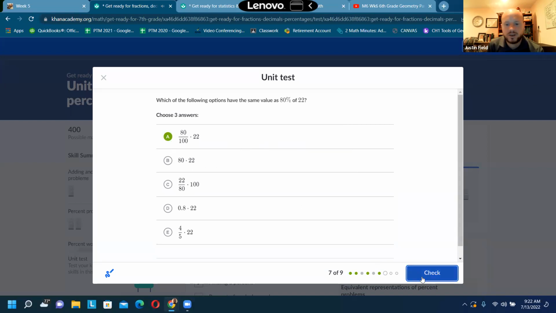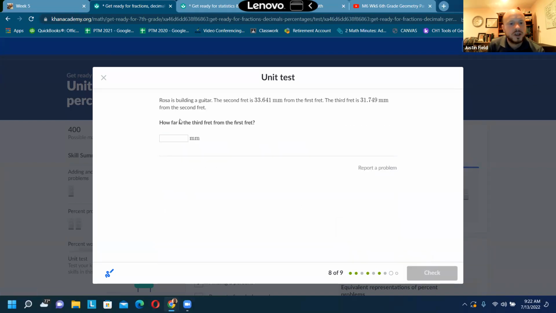Wow, they like this question. It's a good question. Rosa is building a guitar. The second fret is 33.641 millimeters from the first fret. The third fret is 31.749 millimeters from the second fret. All right, so add those two distances together and you'll get, add those two distances. You can do it.